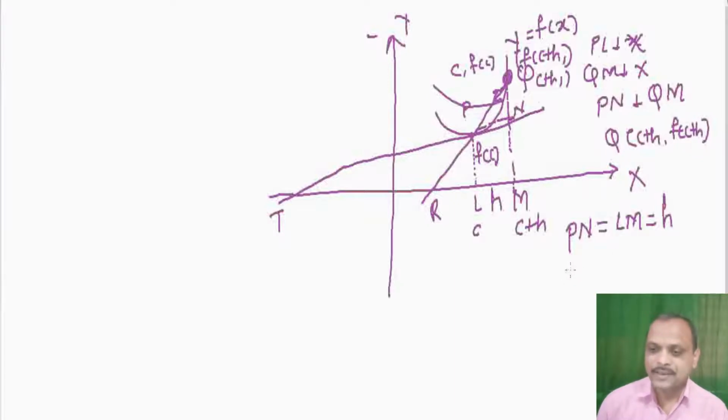Then let us find NQ. What is NQ? NQ is MQ minus NM. What is MQ? MQ is f of c plus h. NM is equal to PL, and PL is equal to f of c.